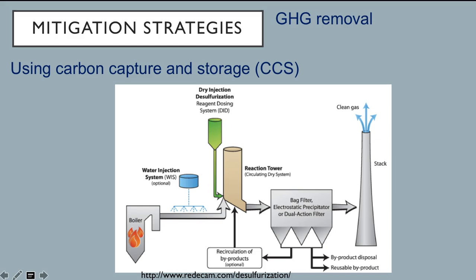Additionally, mitigation can be achieved through controlling the release of greenhouse gases into the environment through filters, scrubbers, or catalytic converters. Of course, this will increase the cost of energy and products. And the greenhouse gases still need to be stored.